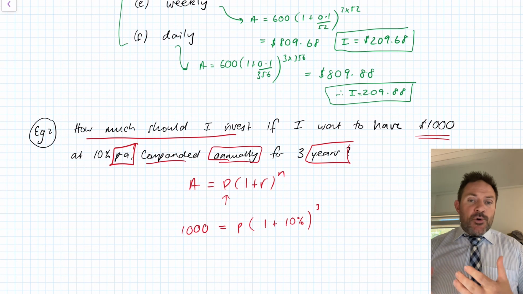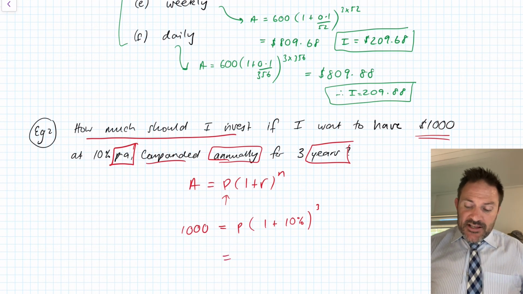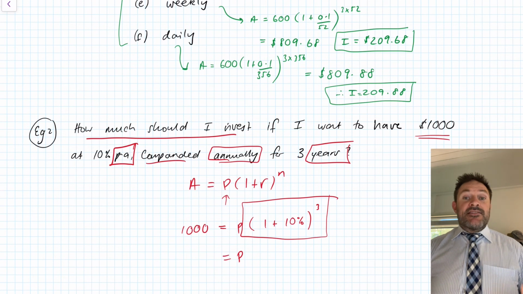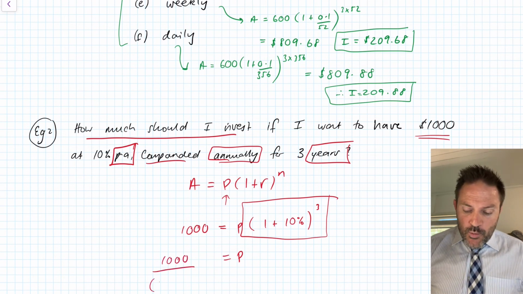So I don't need to modify anything like that previous question. It's all in all. So why is this hard? Well, it's not really that hard. It just means I want to find P on its own. What's in between the P and the brackets? It's a times. So I'm simply going to do divide. So 1,000 divided by 1 plus 10% to the power of 3.